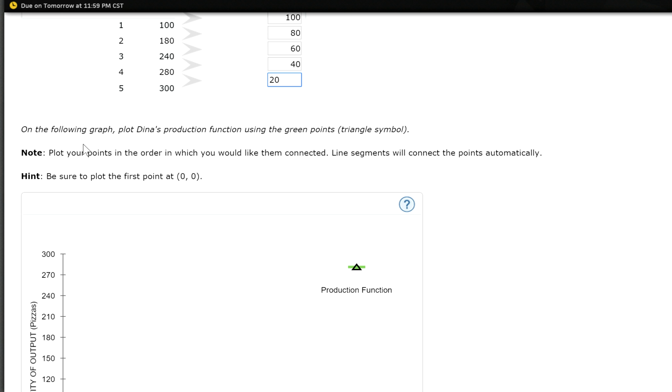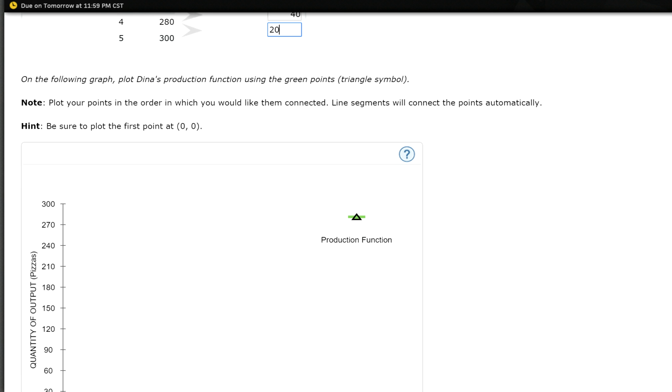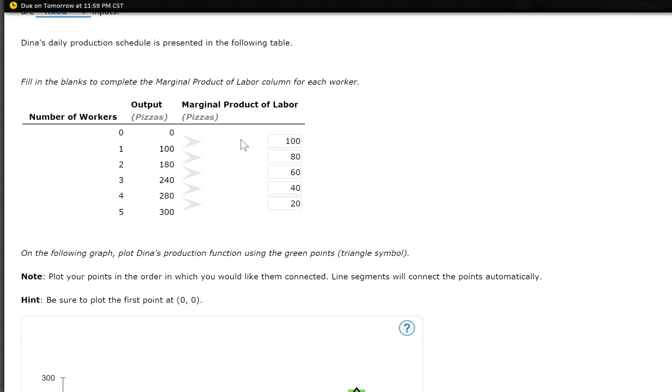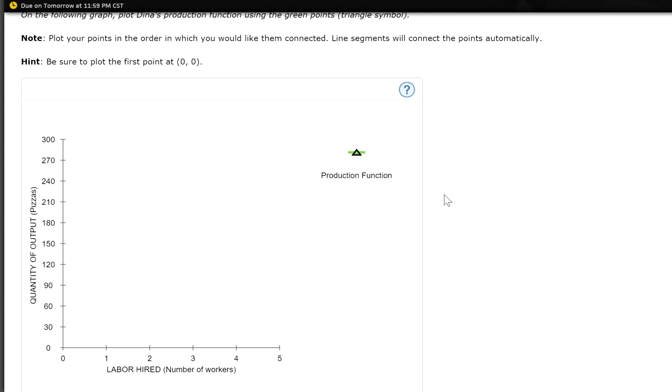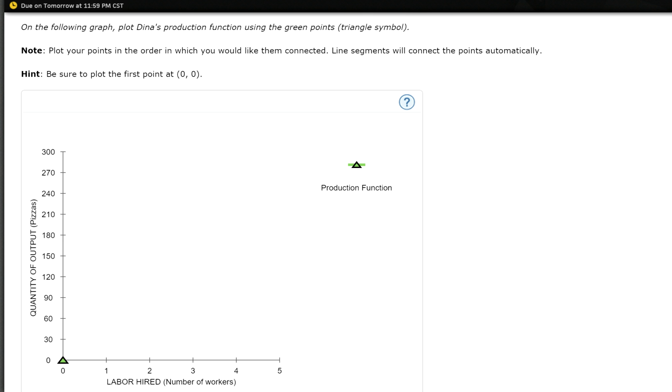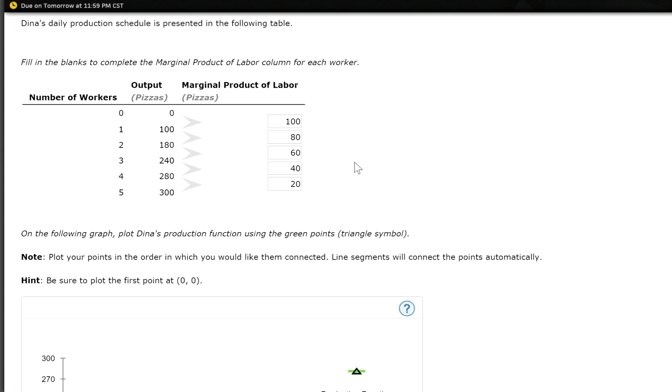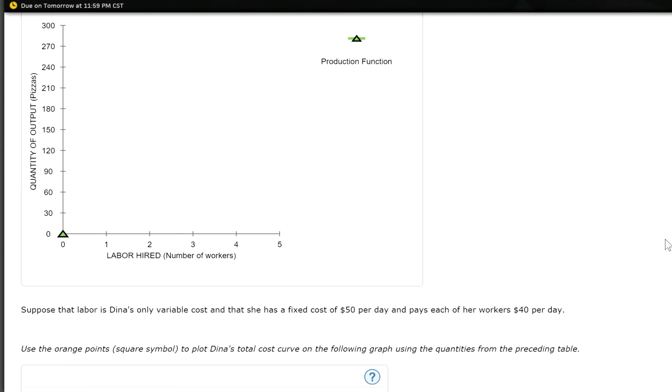So on the following graph, plot Dina's production function using the green points. So let's do that. I'm going to use our marginal product of labor to plot our production function. So for the first point, when we hire no workers we get no pizza, so the first point is 0, 0. Now for the second point, when we hire 1 worker, our total quantity of output will be 100 over here. So that one is going to be 1 on 100.